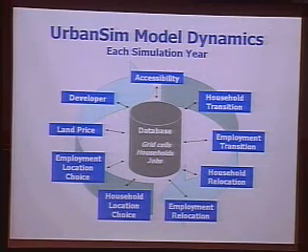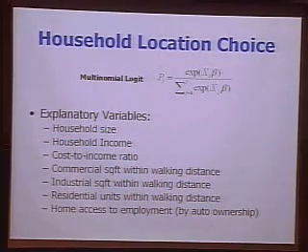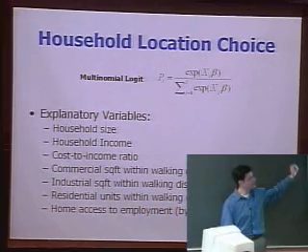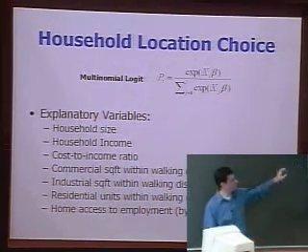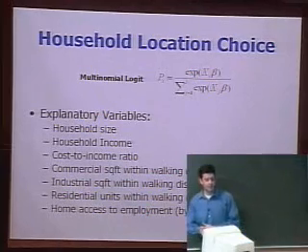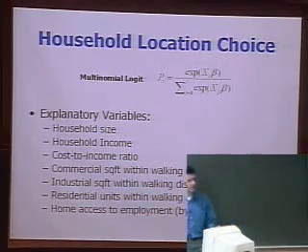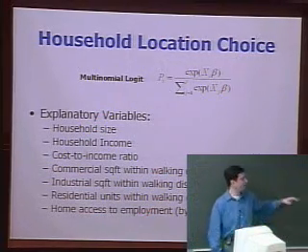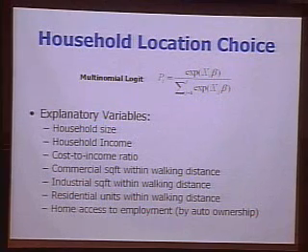Now I'm going to talk a little bit more about some of these models in detail. Not too much, though. The household location choice model, again, there's your friend, the multinomial logit. And in this, we've considered a number of explanatory variables. It takes into account household size, income, things like cost to income ratio, things like the commercial square feet within walking distance, industrial square feet within walking distance, other residential units. And then at the bottom here, you have accessibility again, home access to employment. So what's its value for reaching workplaces?